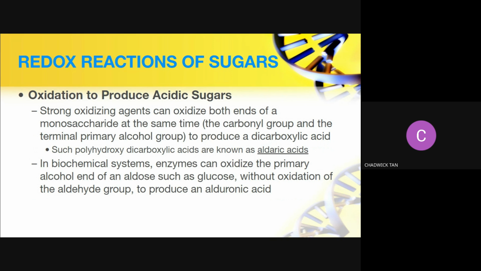So, strong oxidizing agents can oxidize both ends of a monosaccharide at the same time. So, this produces dicarboxylic acids. So, we call them aldaric acids for monosaccharides na naging dicarboxylic acid kasi polyhydroxy sila. In biochemical systems, enzymes can oxidize the primary alcohol of an aldose, such as glucose, without oxidation of the aldehyde group to produce an alduronic acid.